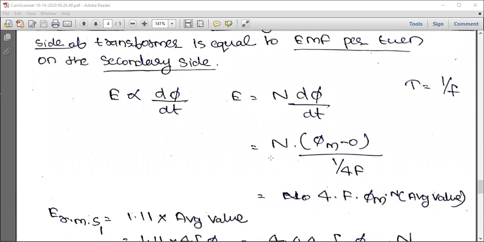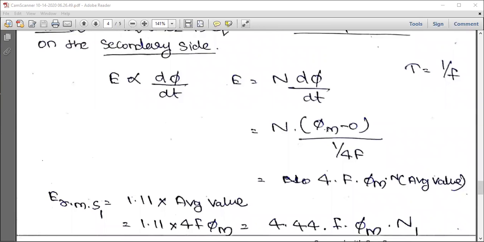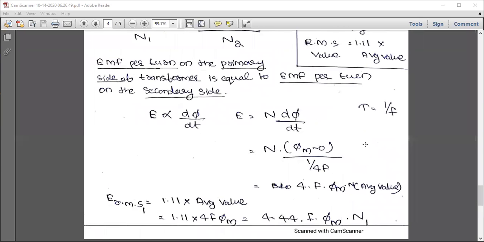E is proportional to dφ by dt, and E is equal to N into dφ by dt. So N into φm minus 0 by 1 by 4f. So we get E equal to N into φm minus 0 by 1 by 4f, which will be 4 into f into φm into N, and this is the average value.